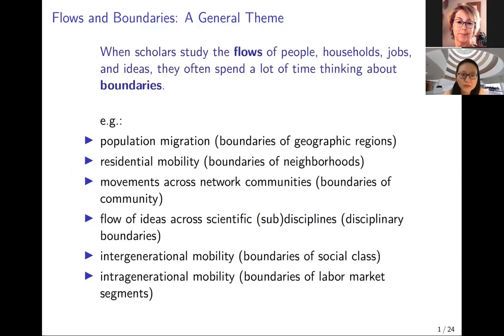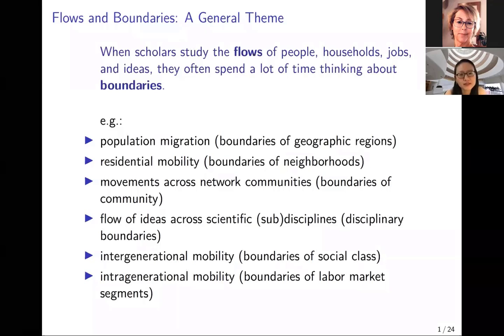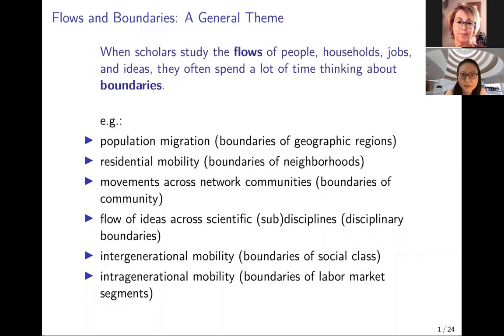For example, when you study population migration, you care about how you define the boundaries of geographic regions. With residential mobility, you think about boundaries of neighborhoods. We think about movements across network communities, and flows of ideas across scientific disciplines. In a lot of these cases, we need to aggregate smaller units into larger, more aggregate clusters. And to think about those clusters, we think about boundaries.